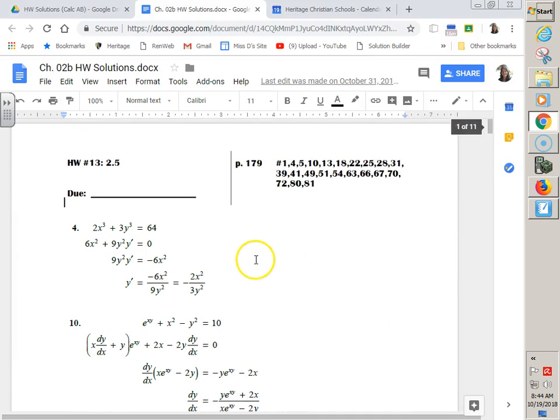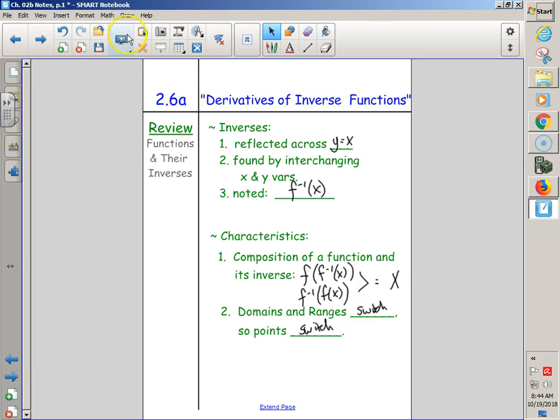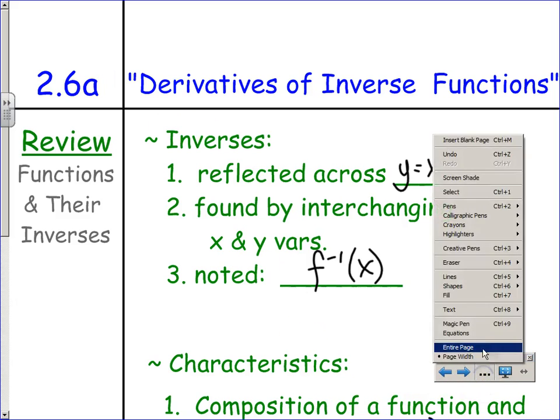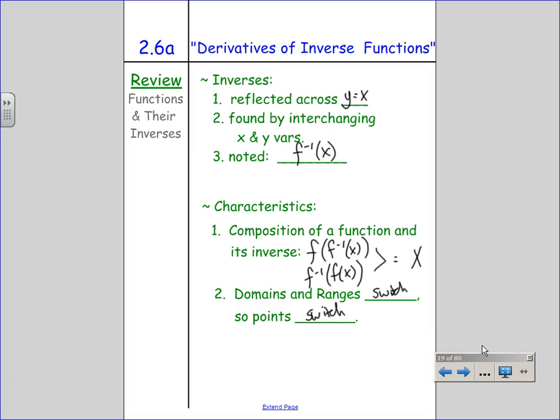And let's go back to section 2.6 that we barely started yesterday. We only talked about pre-cal. Inverses, reflections across y equals x, like e to the x, swoop, there it is, and ln, swoop, there it is, right? Or square root of x and x squared. Or x cubed and the cube root of x. All of these are inverses, reflections across the y equals x line.